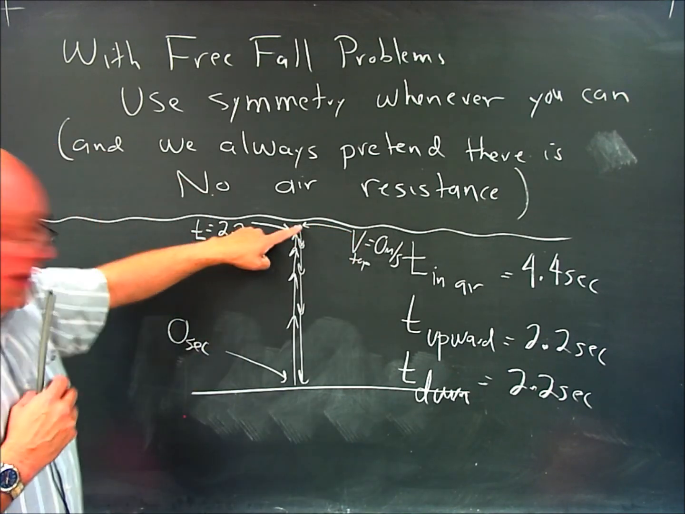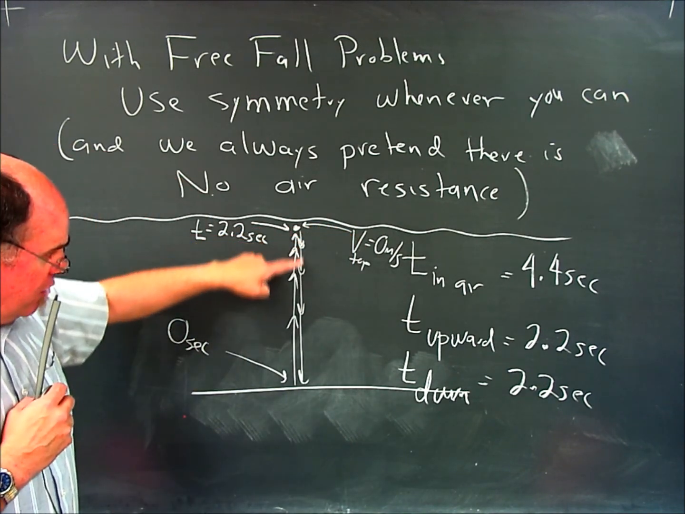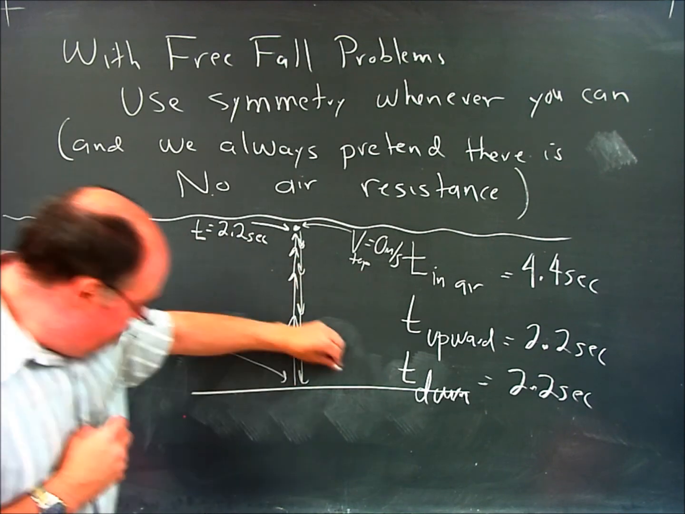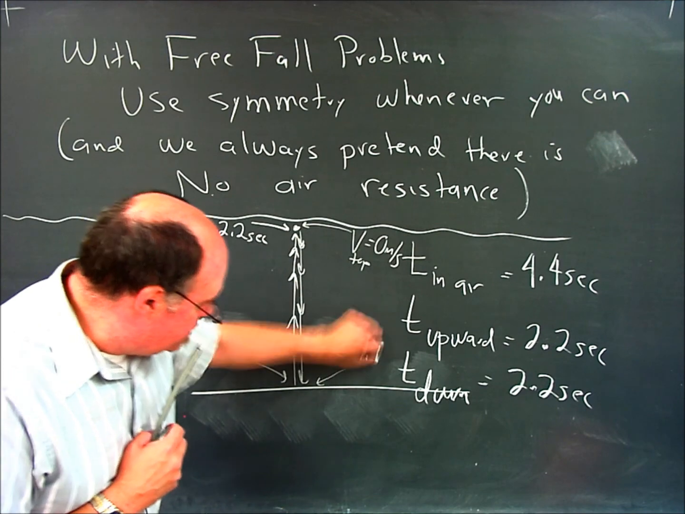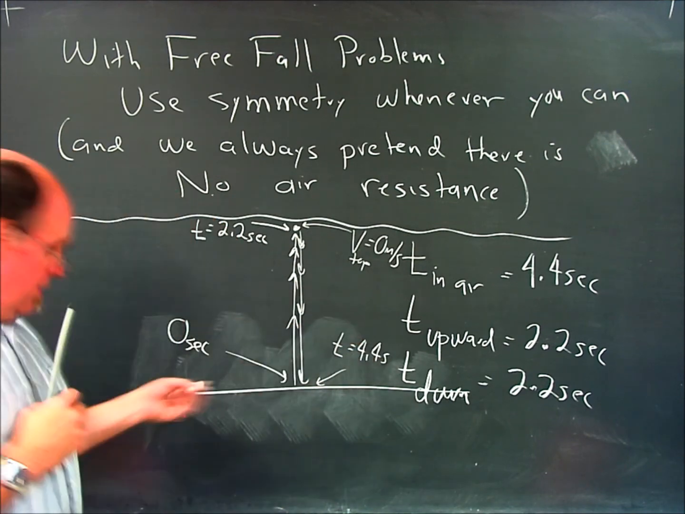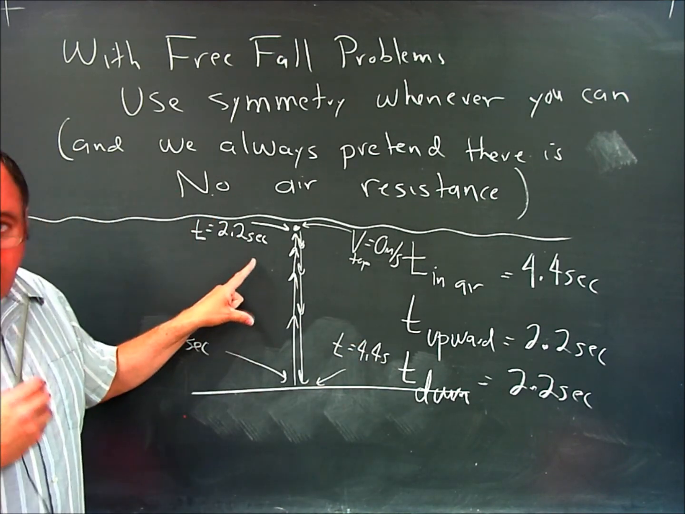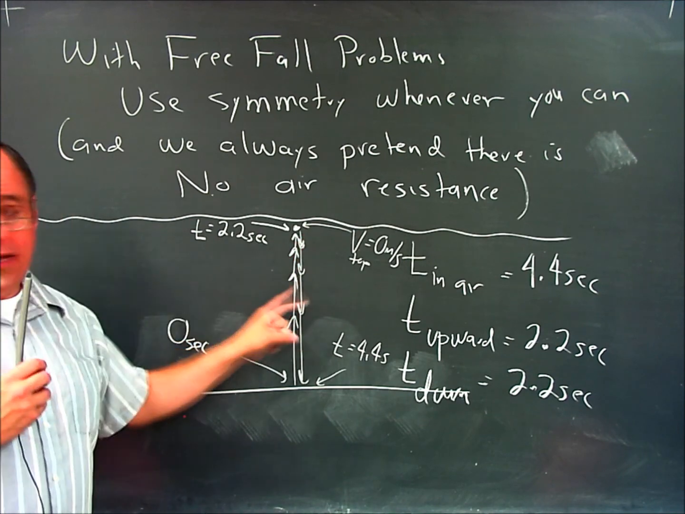So that's the velocity at the top. Now it starts going down. It's going to go down, down, down. It's going faster and faster and faster when it goes down. Right here, the stopwatch would say 4.4 seconds. It took 2.2 seconds to go up to the top, and it's taking 2.2 seconds to come back to the bottom.